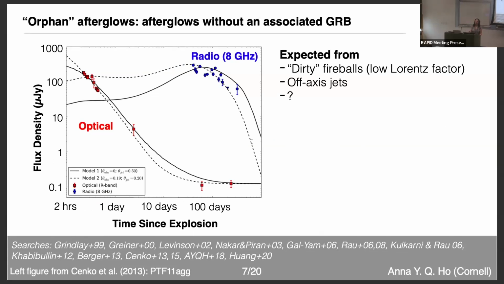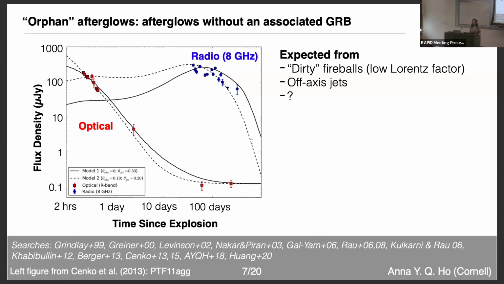So these are transients that in a multi-wavelength sense look very much like gamma ray burst afterglows, except that they have no associated detected GRB. This was an early candidate that I'm showing here. It was discovered by the Palomar Transient Factory as a rapidly fading optical transient with, importantly, a long-lived scintillating radio counterpart, which is characteristic of what you expect from a relativistic outflow.